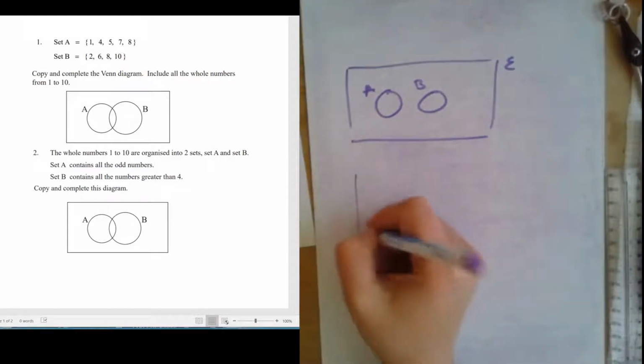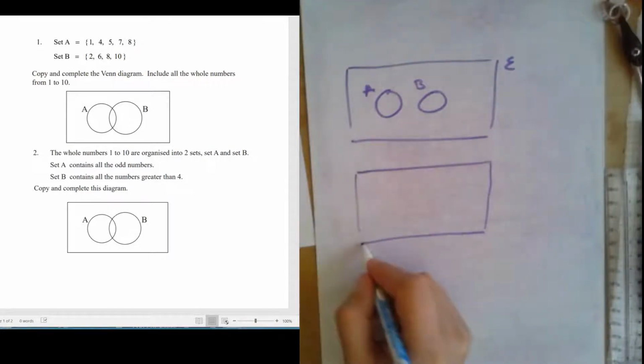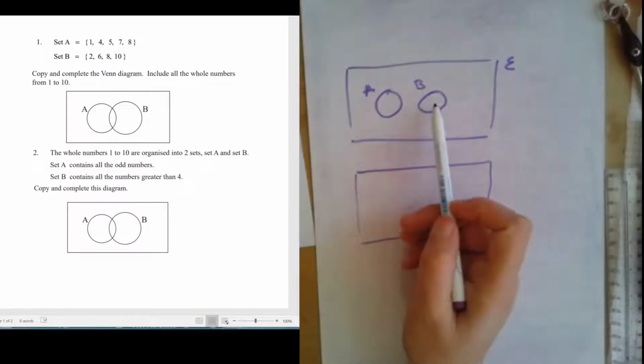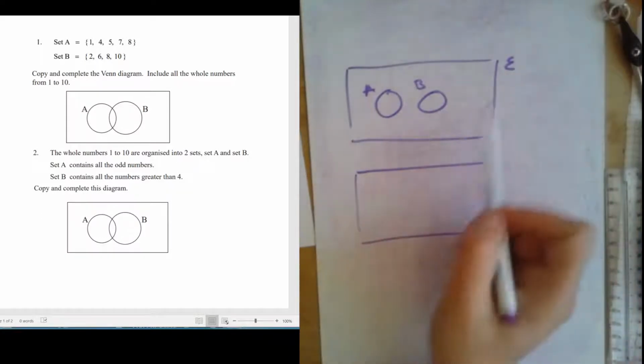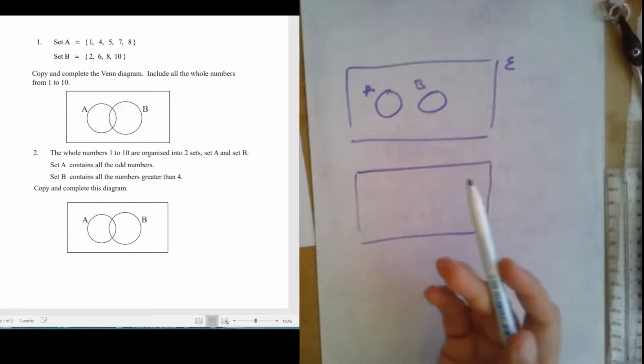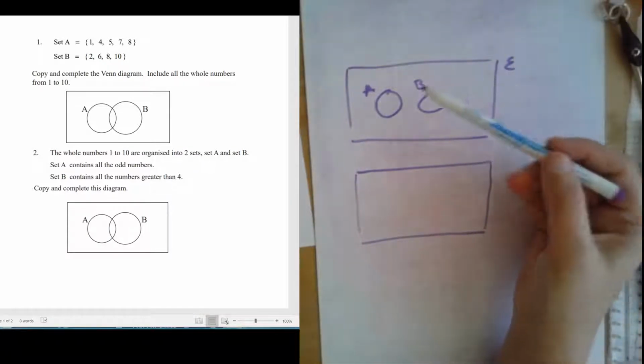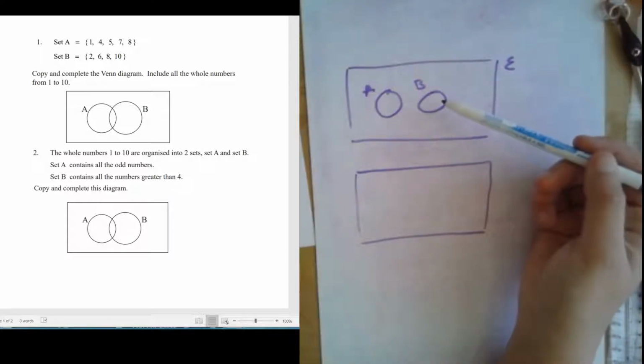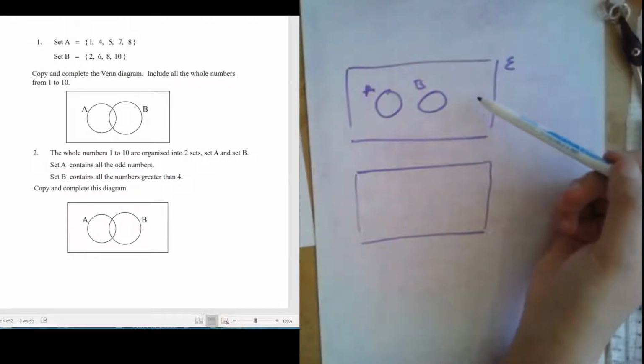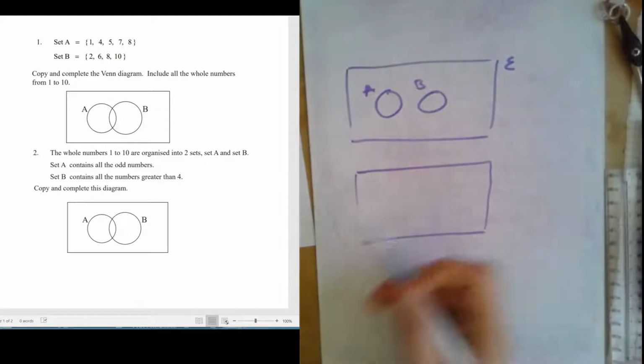Okay? Or it might be that A and B, so this might be odds, this might be evens. Your choice entirely, and then everything outside might be, I don't know, if it's just talking about odd integers and even integers, then you might say you have a half out here or something like that. Okay.